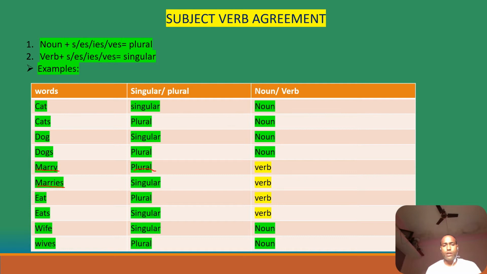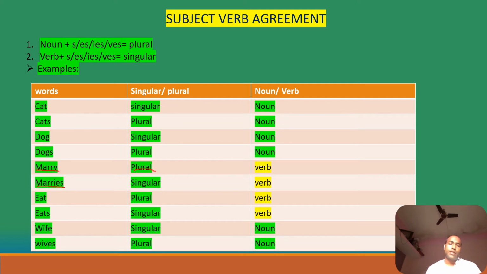The case is the same for eat and eats. Eat is plural and eats is singular, as eat plus s is eats. So this is singular because this is a verb. And see here the case of cats. This is plural. Why? Because cat is a noun, but eats is a verb. So the case is opposite.